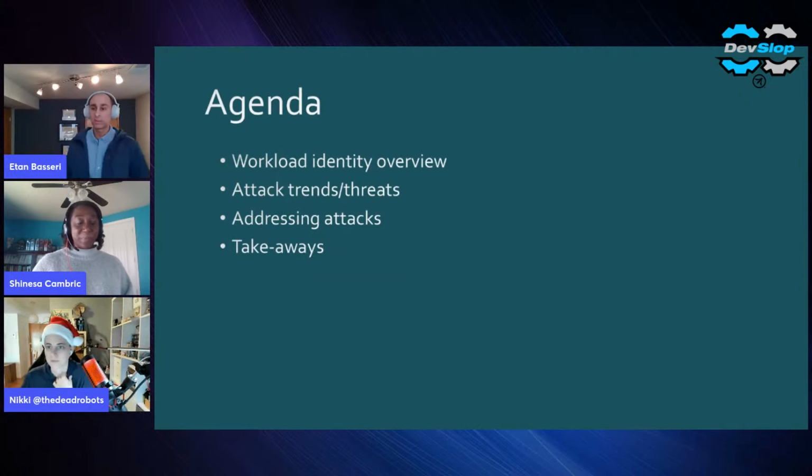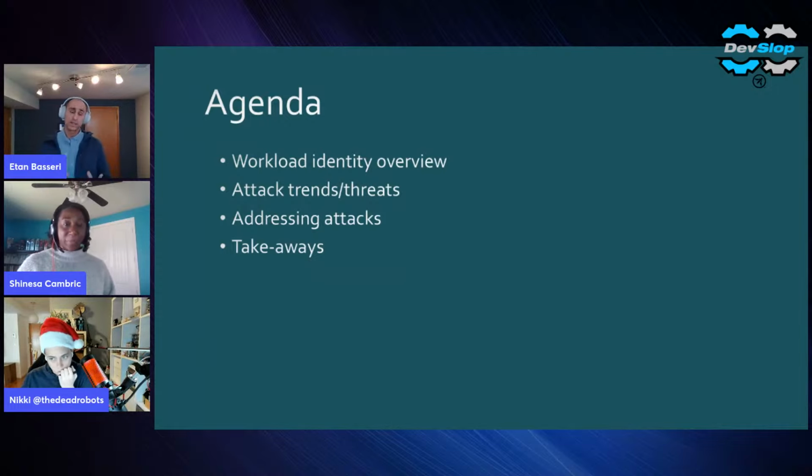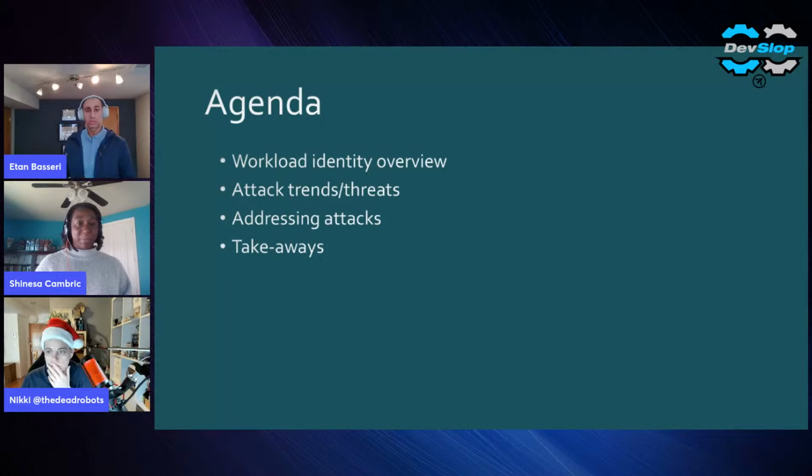So let's get into it. Today we're going to talk about a few things. We're going to talk about a concept called workload identity. Workload identity is a term that encompasses application identities. It's slightly broader than that. We're going to talk about some of the attack trends and the threats that we've been seeing from our side, some of the ways that you can be addressing those attacks and some of the proactive defenses you can be thinking about, as well as some practical takeaways for you.